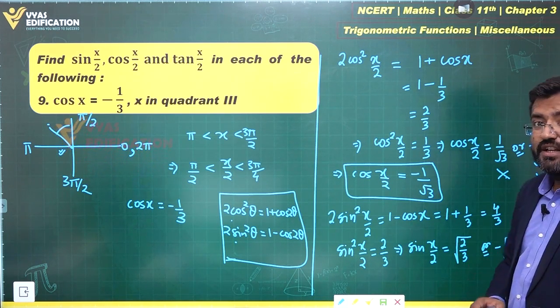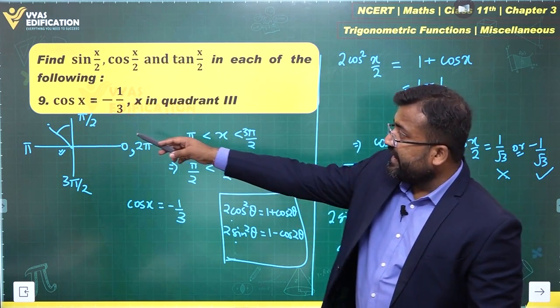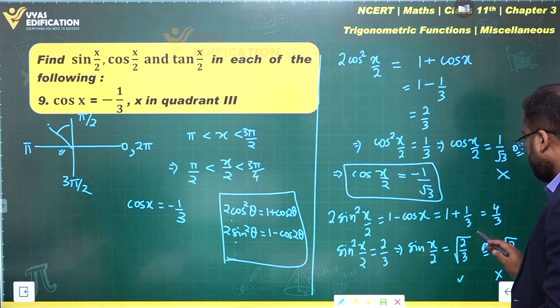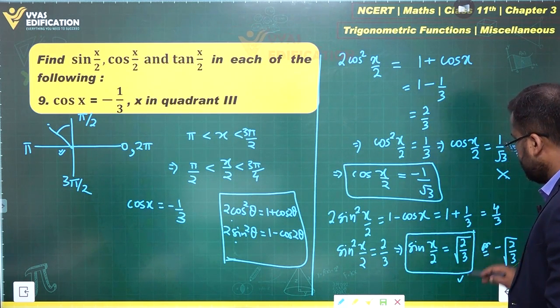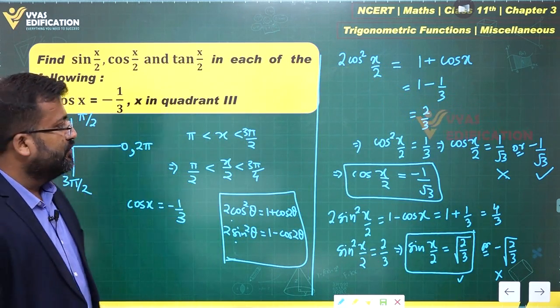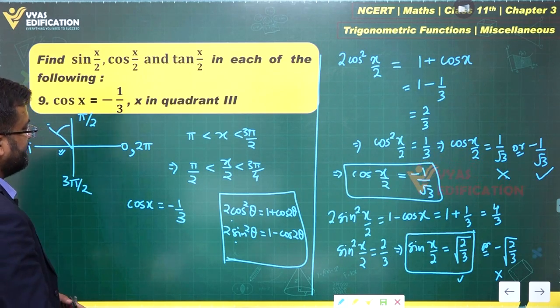Now which value will you consider? In the second quadrant, sin x by 2 is positive. So this value is okay, this value is not okay. This value is okay. So we have found cos x by 2 and we have found sin x by 2. Time to find the value of tan x by 2 as well.